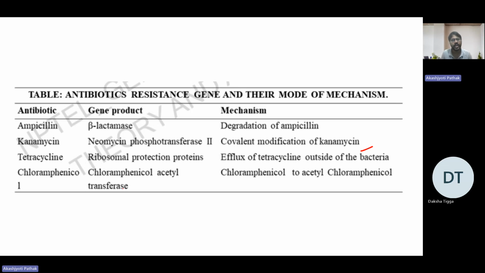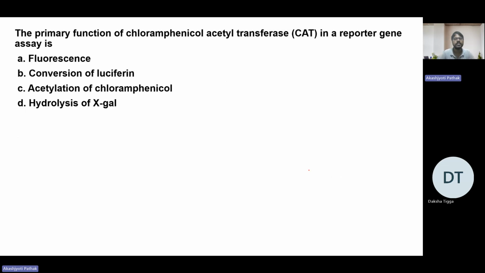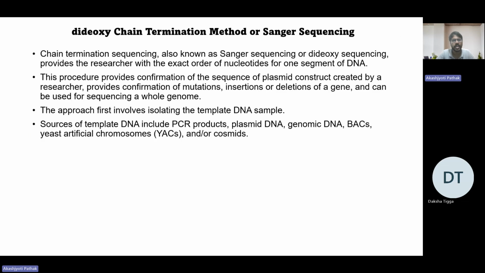Then there is chloramphenicol. Remember, chloramphenicol resistance produces chloramphenicol acetyl transferase, which converts chloramphenicol to acetyl chloramphenicol. Once chloramphenicol is converted into acetyl chloramphenicol, it is no longer active and the bacteria become resistant to chloramphenicol. So the primary function of chloramphenicol acetyl transferase in a reporter gene is that it causes acetylation of chloramphenicol. So remember the points that were in the table. The answer is option C.